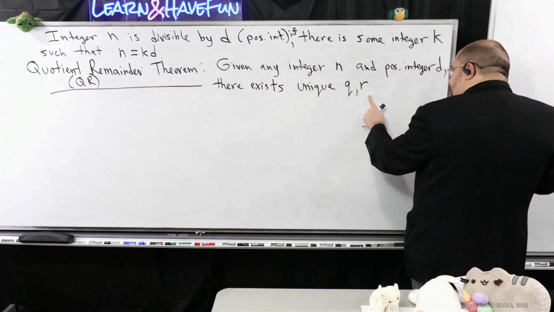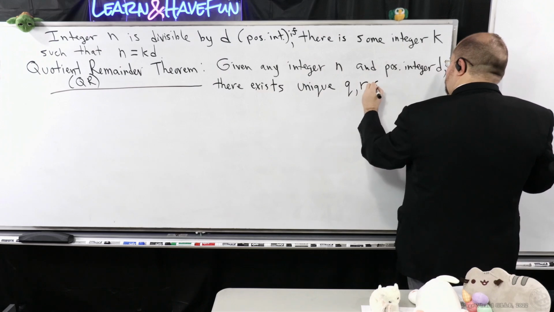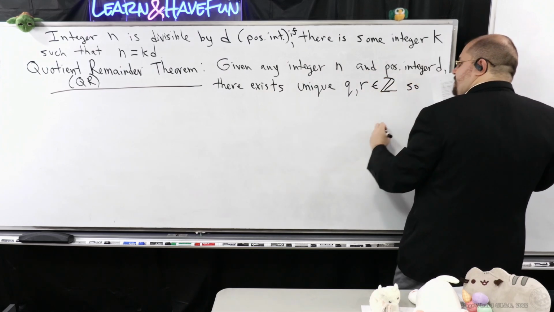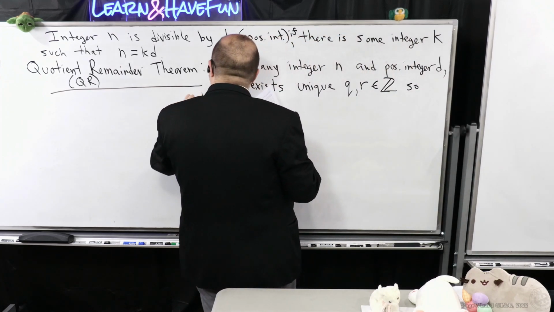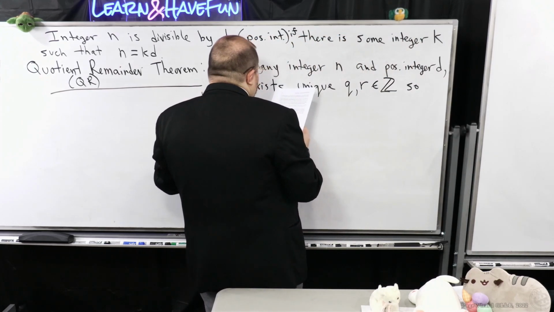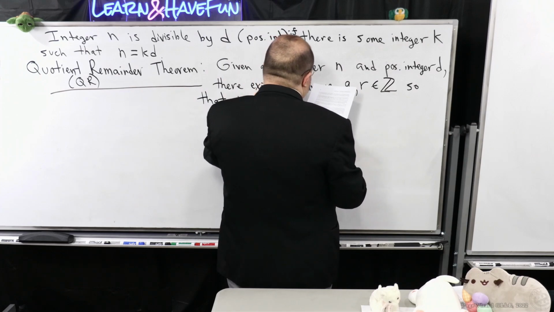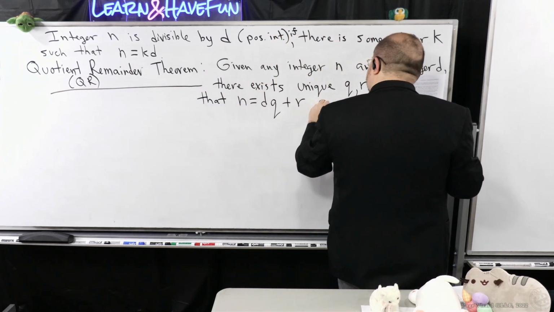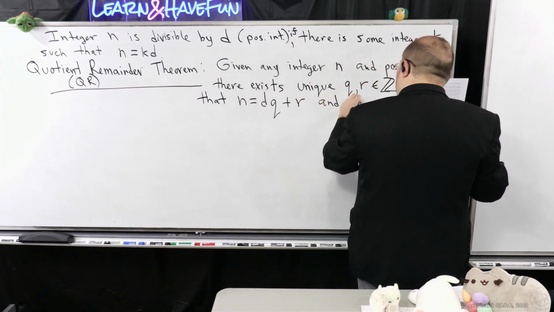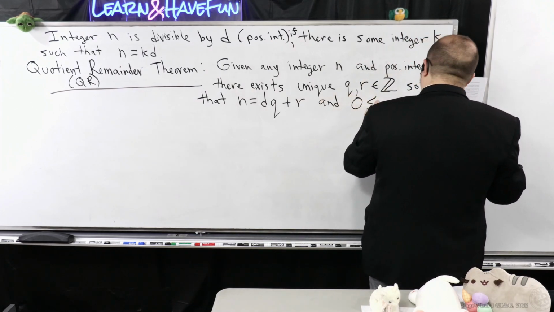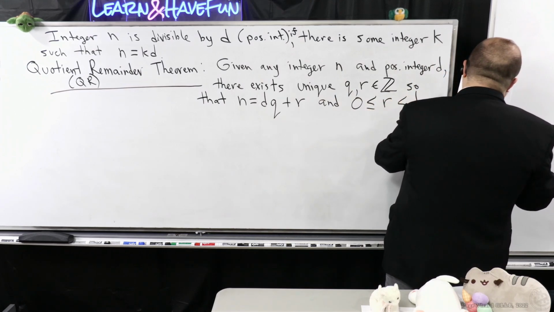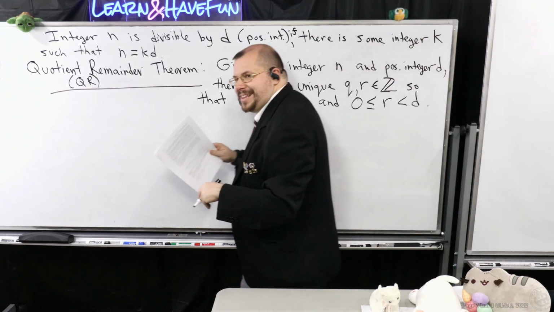So these are determined by n and d. These are unique q and r that are going to be integers, so that n is equal to d times q plus r, and it has to be that the r value is between 0 and d minus 1. So it has to be less than d.